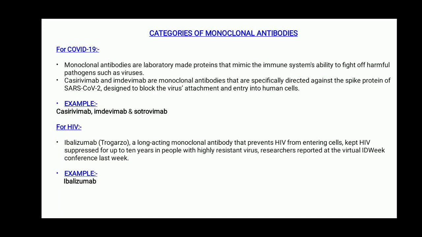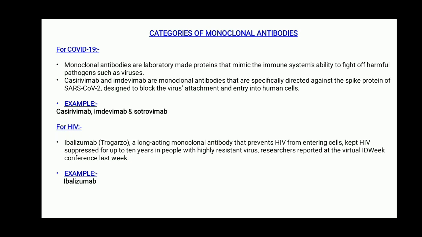Now we'll see categories of different monoclonal antibodies. For COVID-19, monoclonal antibodies are laboratory made proteins that mimic the immune system's ability to fight off harmful pathogens such as viruses. Casirivimab and imdevimab are monoclonal antibodies that are specifically directed against the spike protein of SARS-CoV-2, designed to block the virus attachment and entry into human cells. So, for COVID-19, the drugs used are casirivimab, imdevimab, and sotrovimab as monoclonal antibodies.